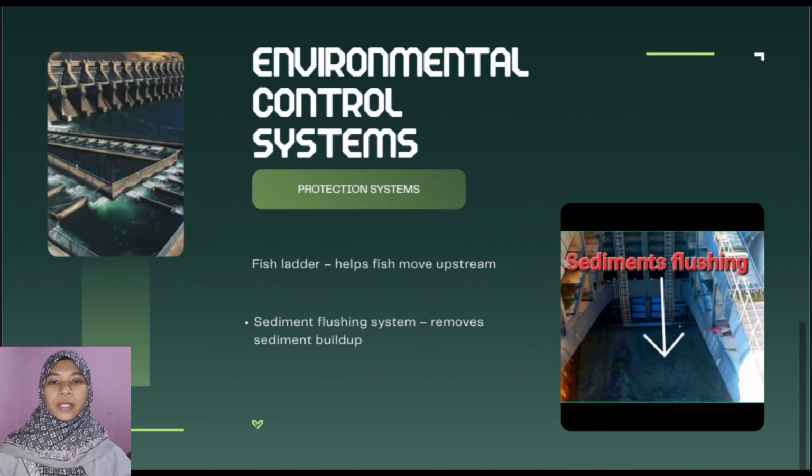Environment control system. To reduce environmental damage, hydropower plants use environmental control systems. A fish ladder allows fish to pass the dam and continue their migration. A sediment flushing system removes sediment buildup to maintain the reservoir capacity.